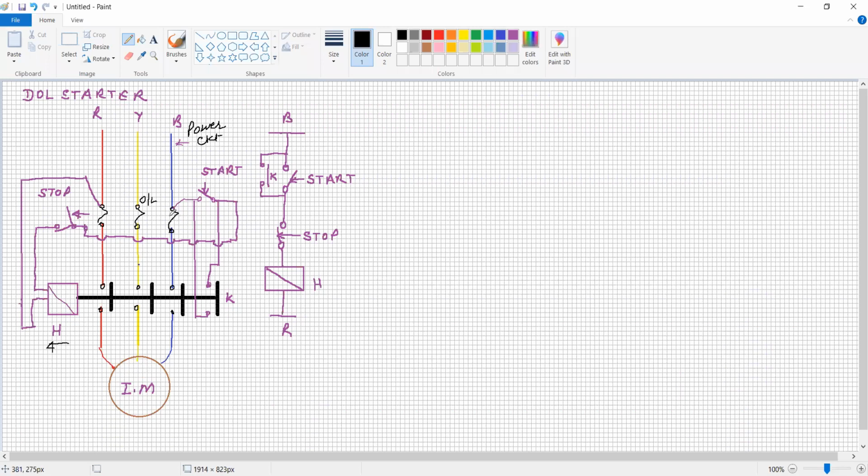Whereas the control line starts from the start button, which is normally open. Normally open means under normal condition, this switch remains open. Whereas the stop button is normally closed. This is the thing we have to remember, and it is very important. I am giving a simple example, but there are many complications in automation systems, so it is very necessary to understand the control diagram of any motor control center.